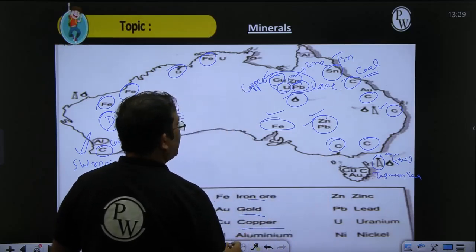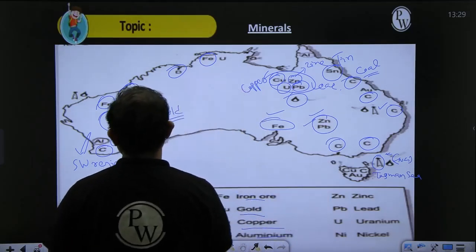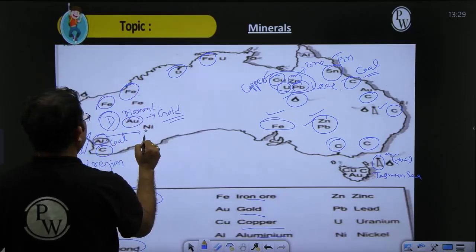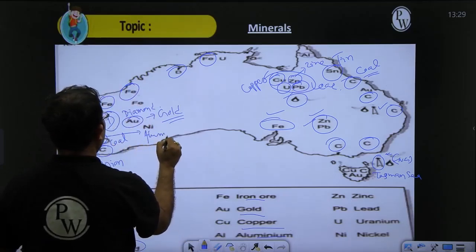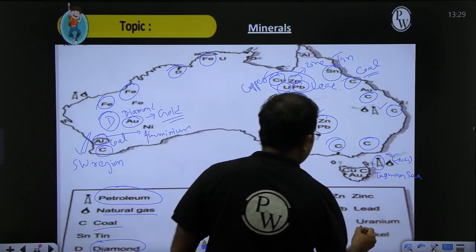Okay. Next you get the aluminium. Aluminium means your bauxite. Okay. Aluminium is there. Here you see aluminium also. Australia aluminium. Then zinc, lead and uranium and nickel.